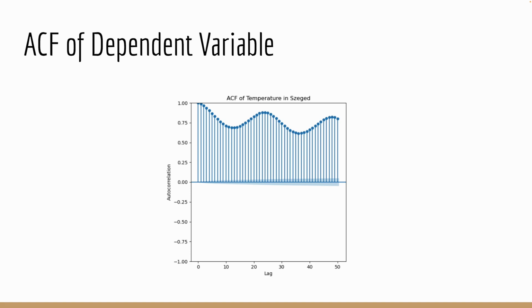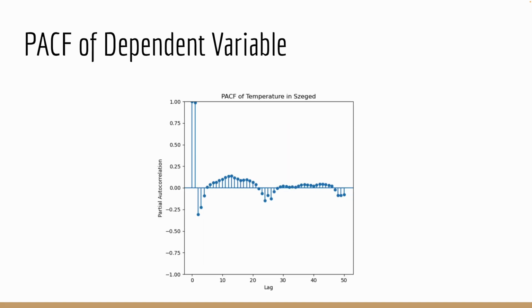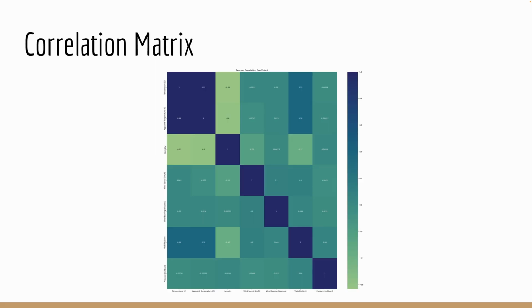You can see here the PACF of the dependent variable. It starts at 1, and then on the second lag it drastically drops. The most important part of this is figuring out which features I mentioned earlier had high correlation to each other.